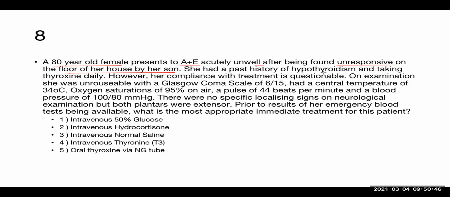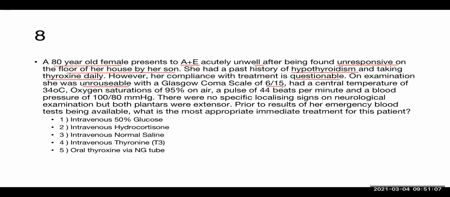She had a past history of hypothyroidism and was taking thyroxine every day. However, her compliance with the treatment is questionable. Maybe she is missing the medicine. She is not taking it properly. On examination, she was unarousable with a Glasgow Coma Scale of just 6 out of 15.